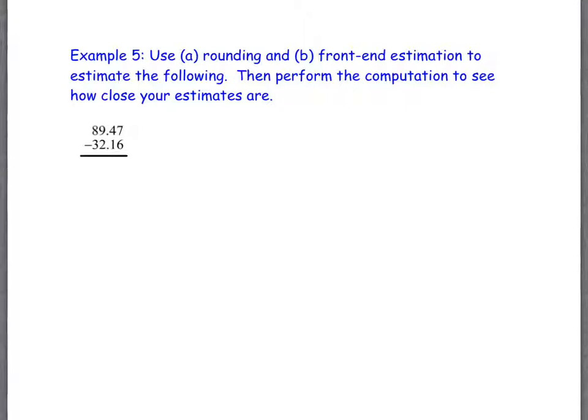Now, I want you to take a look, because I wrote this direction exactly like some of your directions are written. These directions say use A, rounding, B, front-end estimation to estimate the following. What do you see as a problem with the way that this is worded? You can only use one. Well, we're going to do both of them in 2 separate steps, but there's something else. Yeah, it doesn't tell us what place to round to, does it?